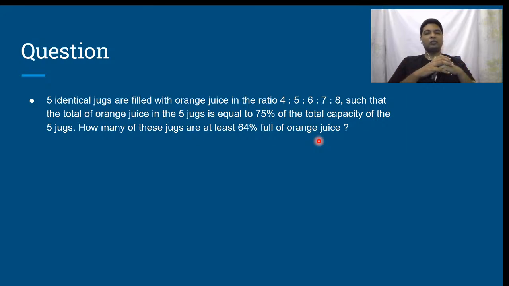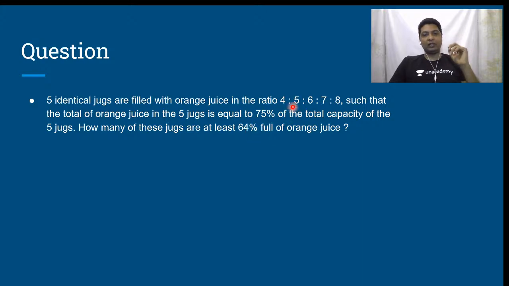1 corresponds to 375 by 30, which is nothing but 12.5. So 1 corresponds to 12.5. If 1 corresponds to 12.5, then 4 corresponds to 50. That is 50% of this jug, because 50 units. So I should not consider that. How about 5? If 4 is 50, then 5 will be 62.5, but he says 64%.